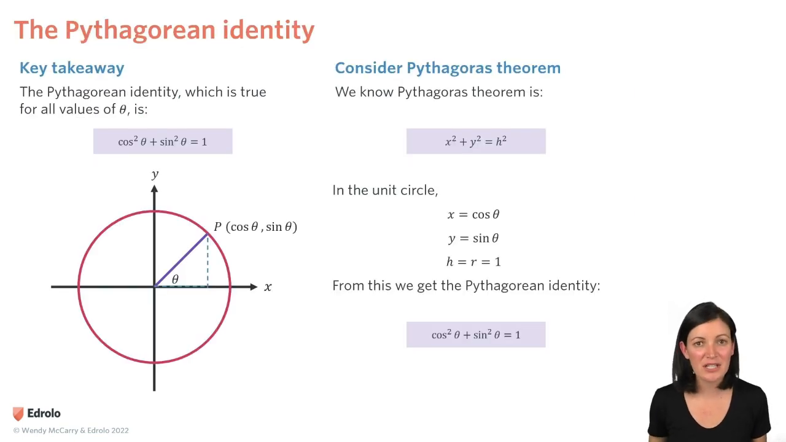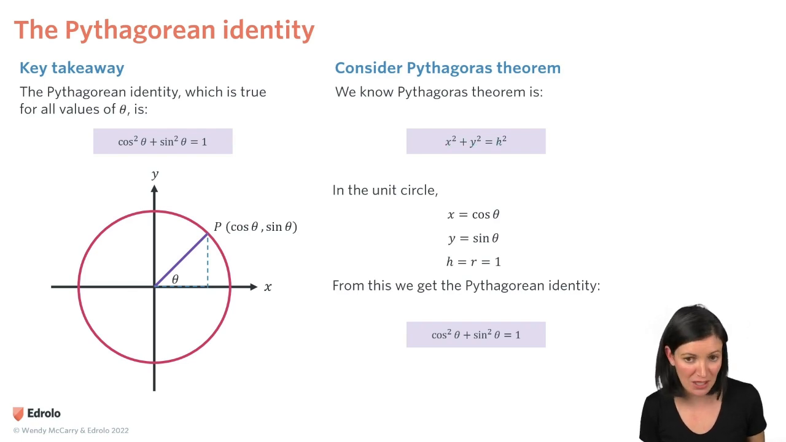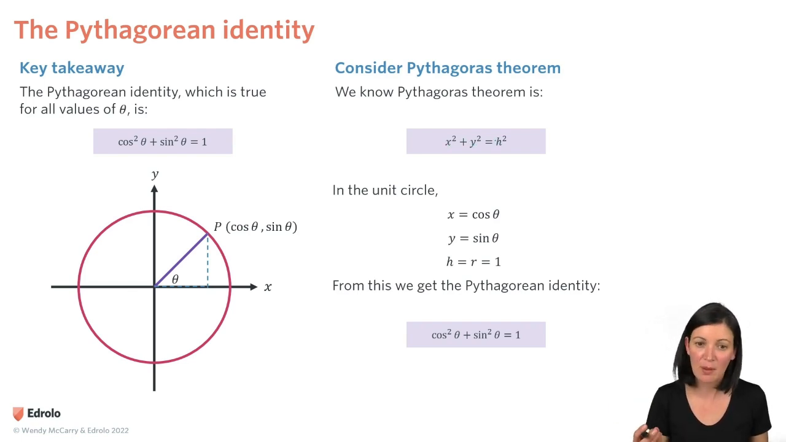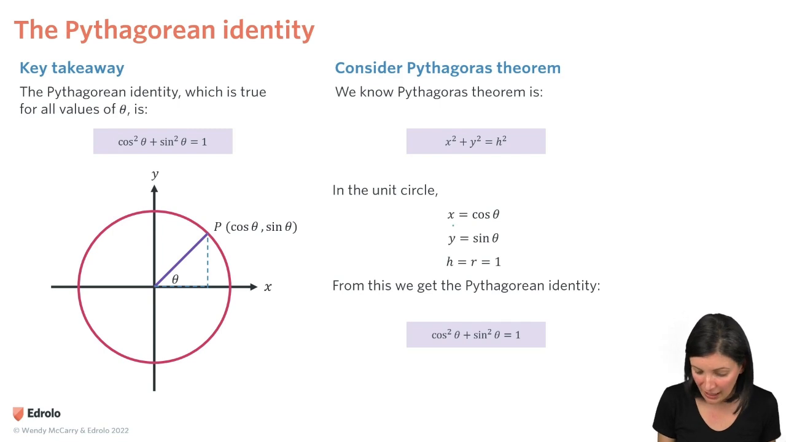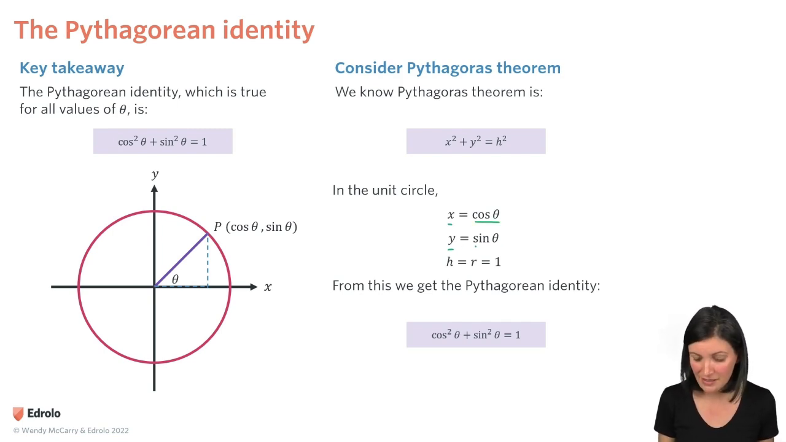So the last relationship that we're going to look at here is called the Pythagorean identity. Now, remember Pythagoras' theorem is x squared plus y squared equals h squared, right? Where h is the hypotenuse. Now, if we think in terms of sine and cos and our unit circle, we know that x is the cos of theta, y is the sine of theta, and our hypotenuse is the radius, right? Which is equal to 1.